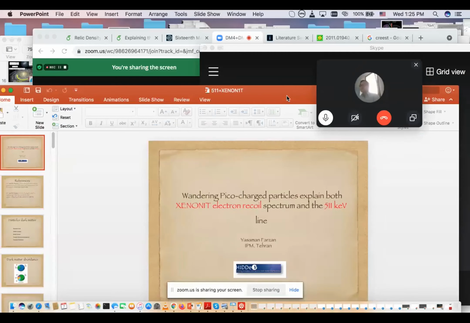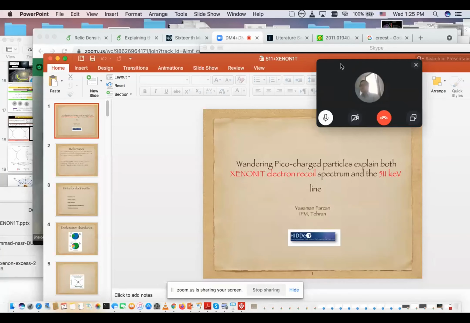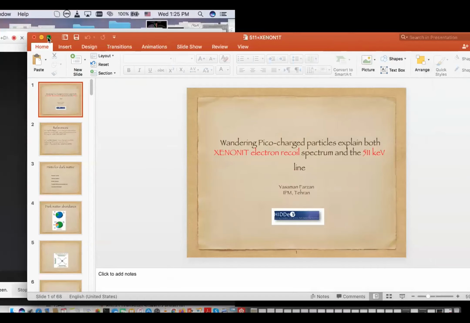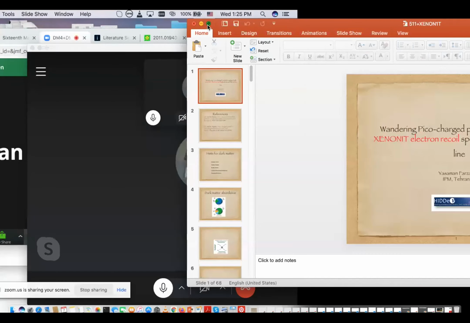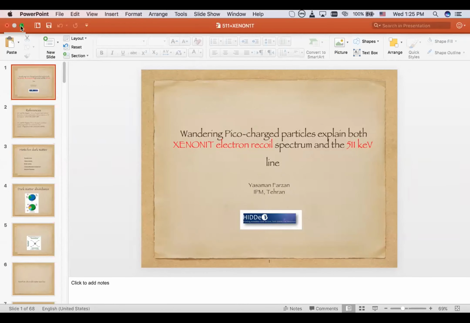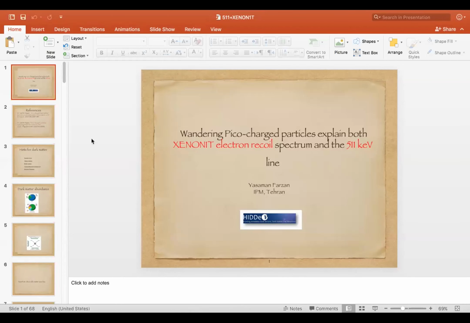I would like to thank the organizers for giving me the opportunity and putting up with all this mess. I'm going to introduce a model that can simultaneously explain the excess observed by XENON1T and the 511 keV line observed from the center of the galaxy. Next page, please.